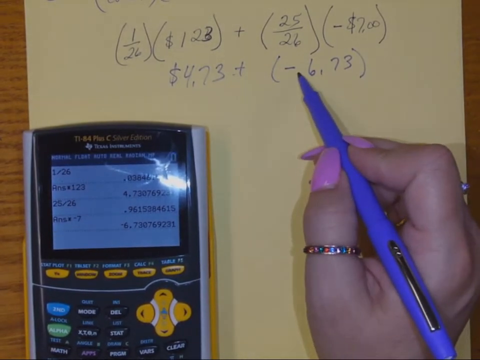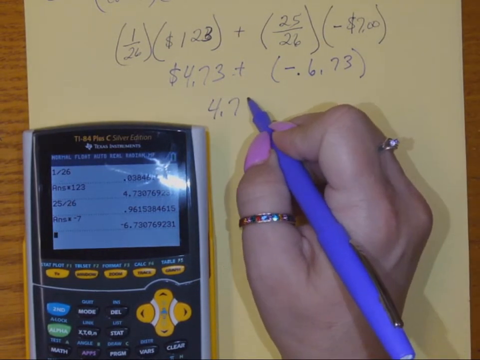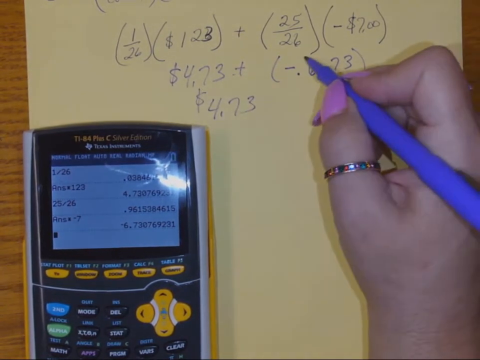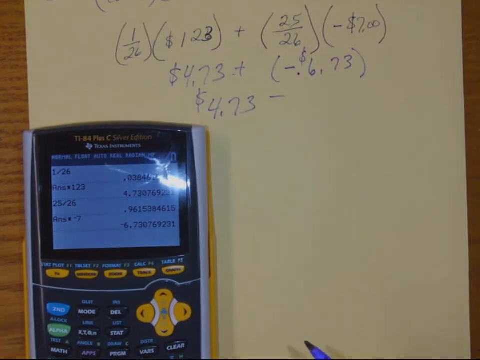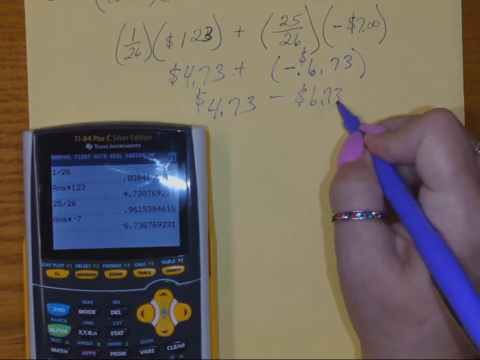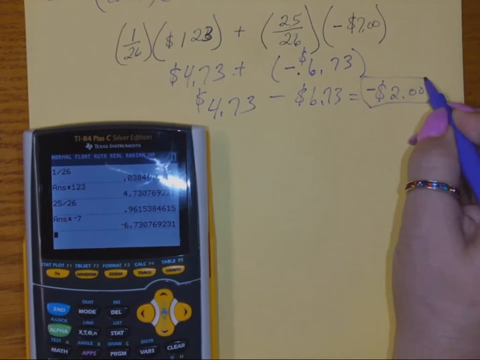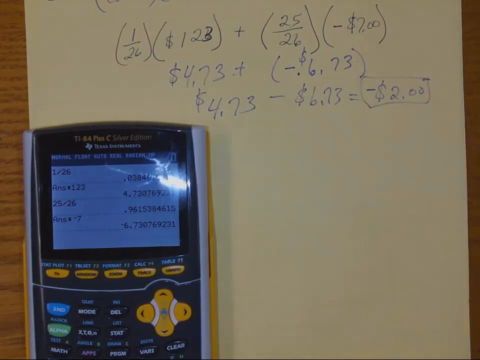Okay, now a positive and a negative means subtract, right? So 4.73 positive and a loss minus, excuse me, 6.73 means what? It's a negative $2. Okay, so hopefully you can see that's a negative $2, I'm losing for sure.